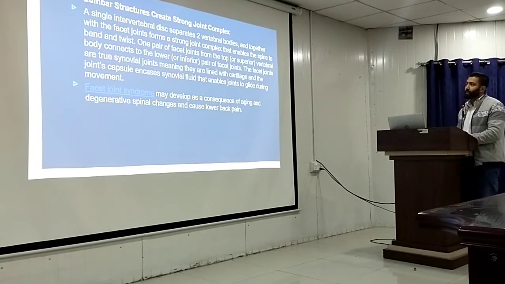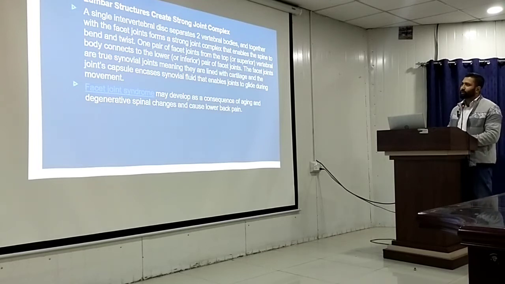A single intervertebral disc separates two vertebral bodies and together with the facet joints forms a strong joint complex that enables the spine to bend and twist. One pair of facet joints from the top of the superior vertebral body connects to the lower, or rear, pair of facet joints. Facet joints are two synovial joints, meaning they are lined with cartilage and the joint capsule.